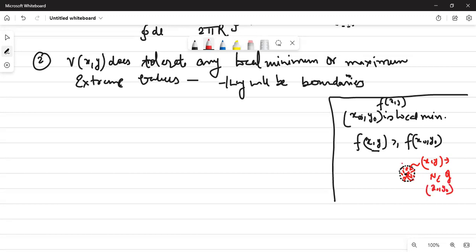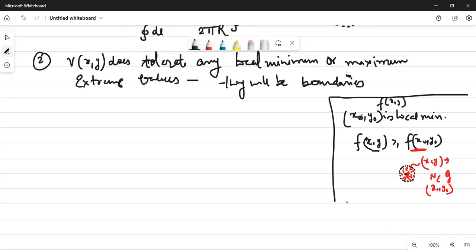If my function has a local minimum, then f(x, y) must be greater than or equal to f(x0, y0). What does it imply? If I take a local neighborhood of (x0, y0), that is, an epsilon neighborhood, then in that neighborhood the minimum value will be f(x0, y0). All other points will have values either greater than or equal to f(x0, y0). So it implies that there is a local minimum at (x0, y0).